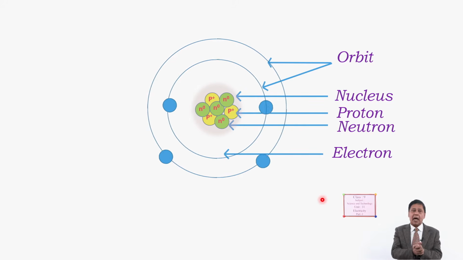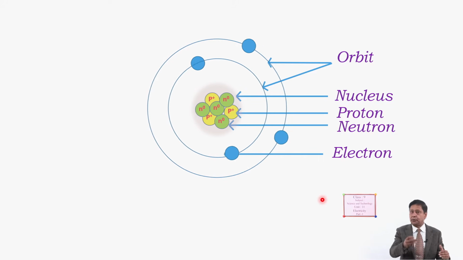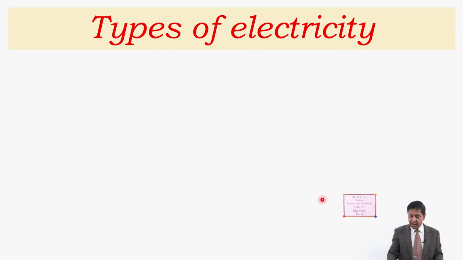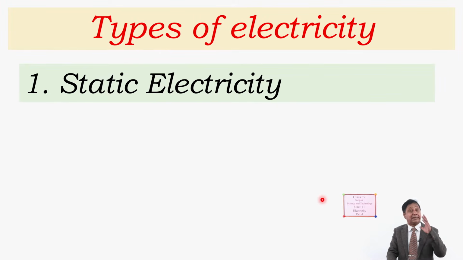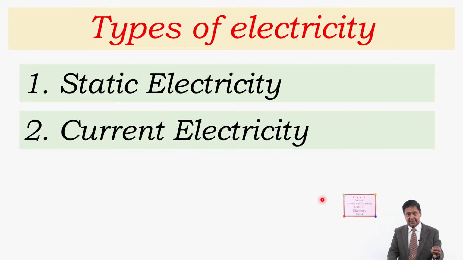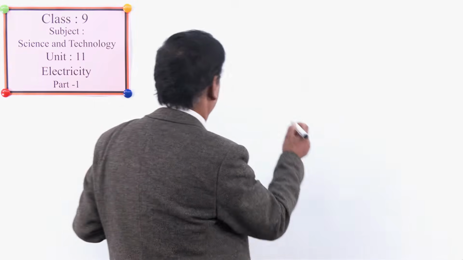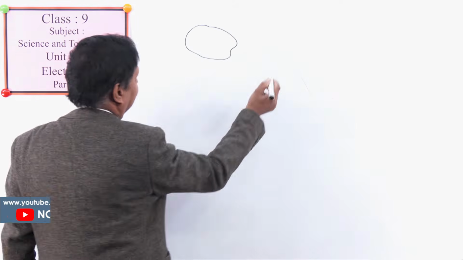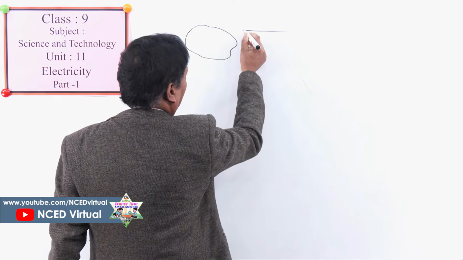Now, I want to tell you, electricity is of two types. And what are they? One is called static electricity and another is called current electricity. Now I want to focus on static electricity first. Look at this. This is, let's say, a woolen cloth, and this is a plastic rod.